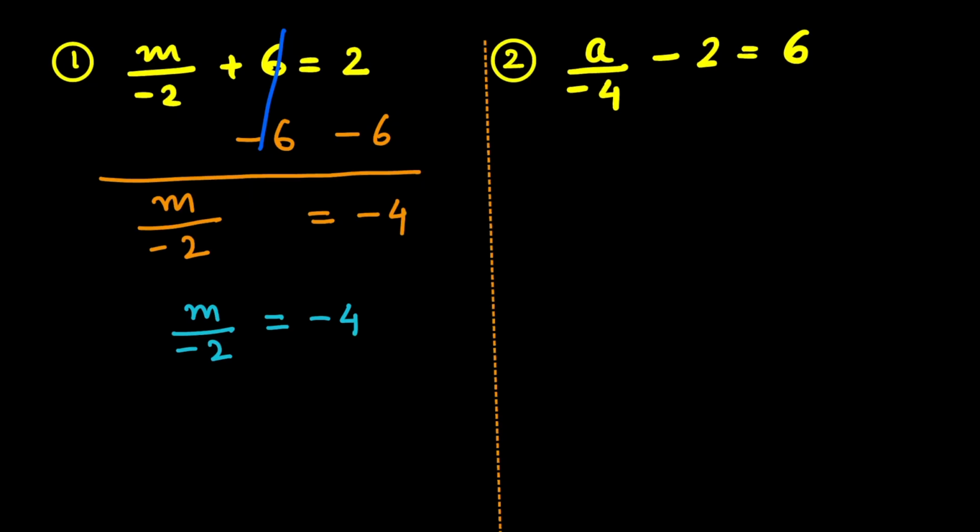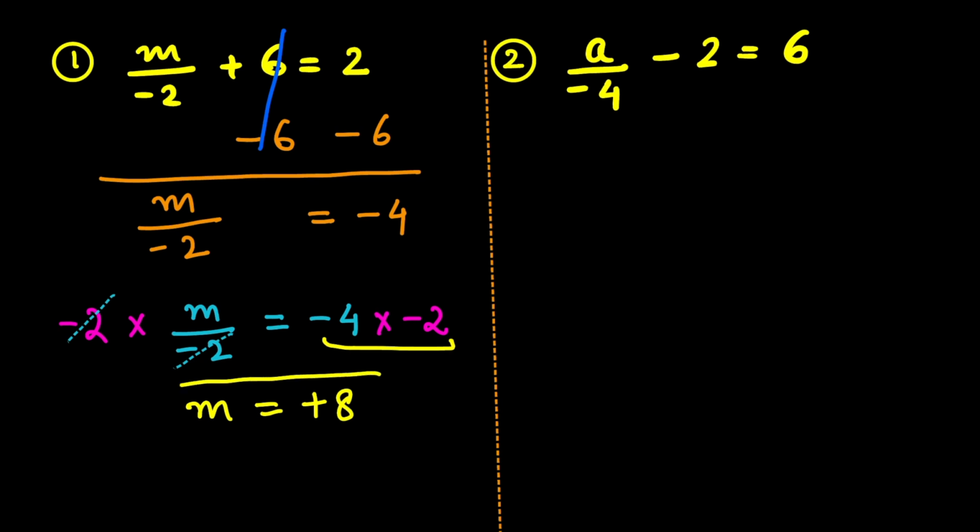So to isolate the variable m, it is divided by -2. So we do the opposite operation for this. So we times it with -2. So this -2 and 2 they cancel out. So we are left with m equals, so -4 times -2, so it will be +8. So m equals +8 is the answer for this.